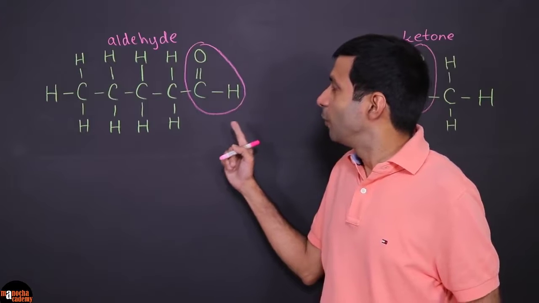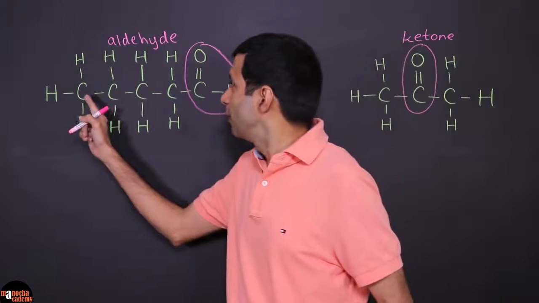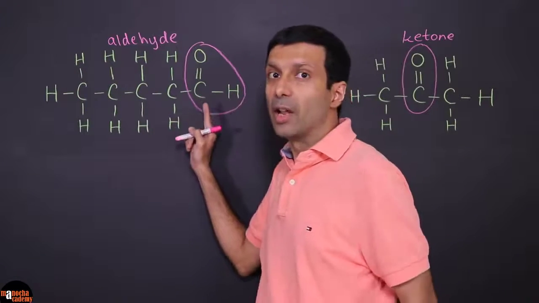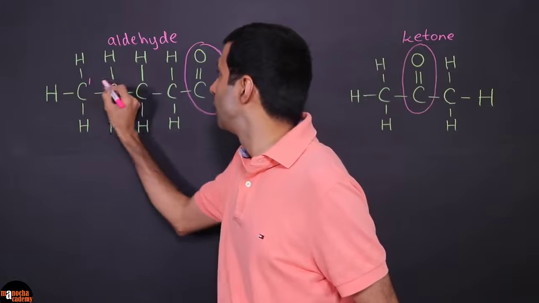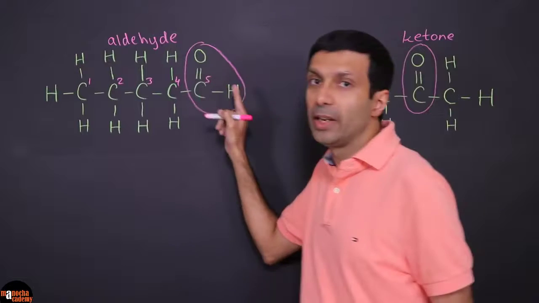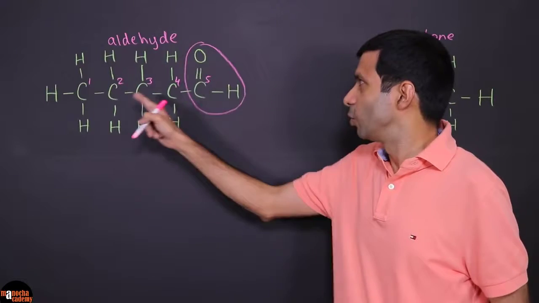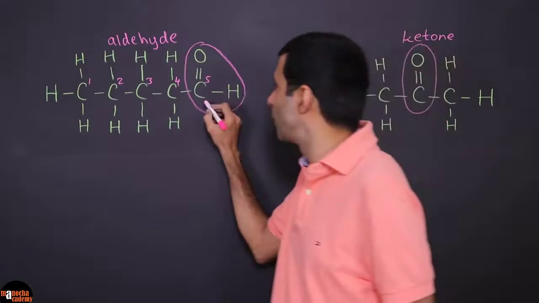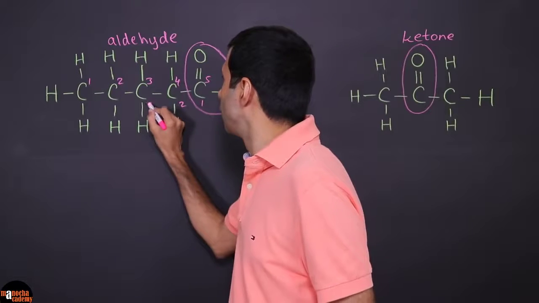So again we'll apply the rule and look at the longest carbon chain. One important point to remember is even the functional group carbon needs to be included in the counting. So it's 5 carbons, including this one. And we'll also reverse number it.